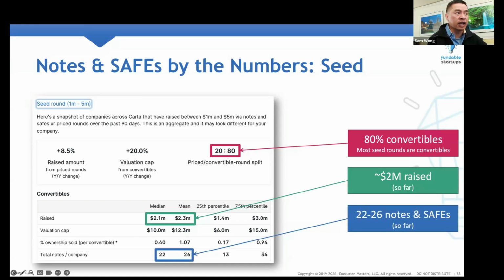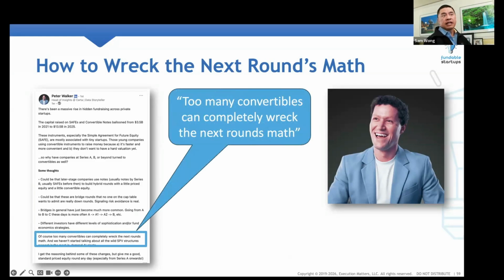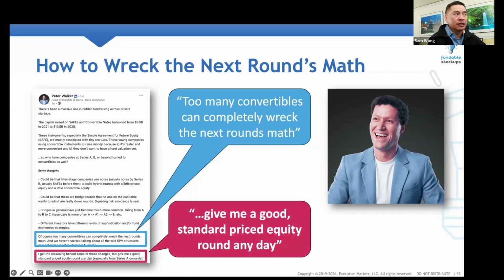But this is where the metric came from, the 20 to 26 notes and safes so far. That's a lot of convertible instruments and contracts to sign. Peter also has another post where he states too many convertibles can completely wreck the next round's math. Sadly, most people have no idea what this means. Peter says this is such a big deal. His comment is, give me a good standard priced equity round any day.